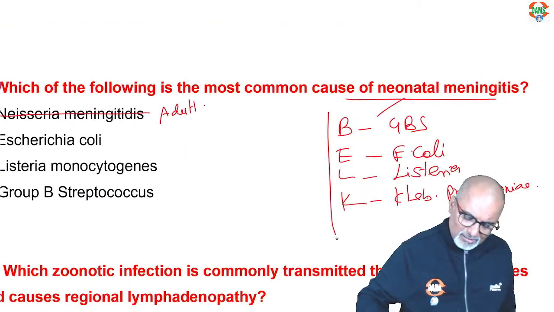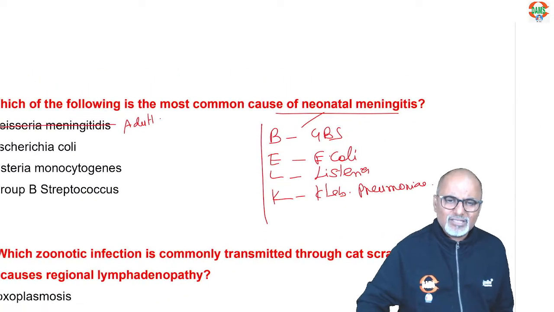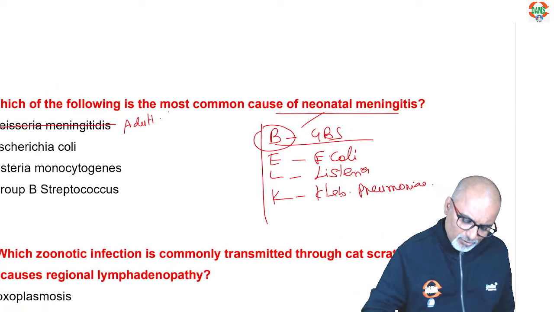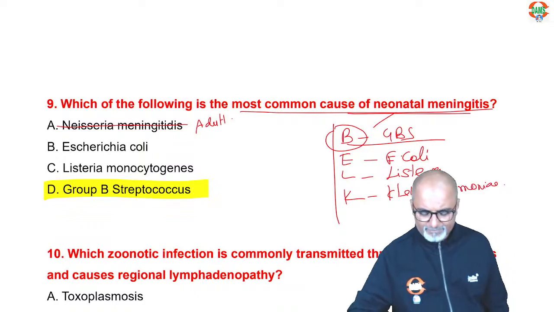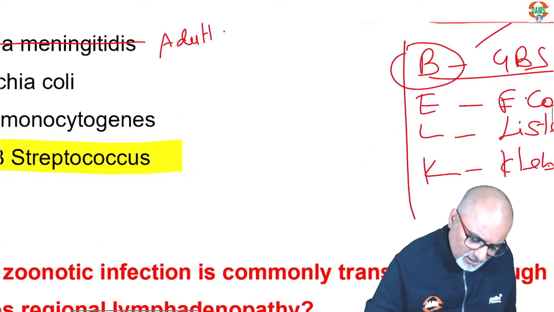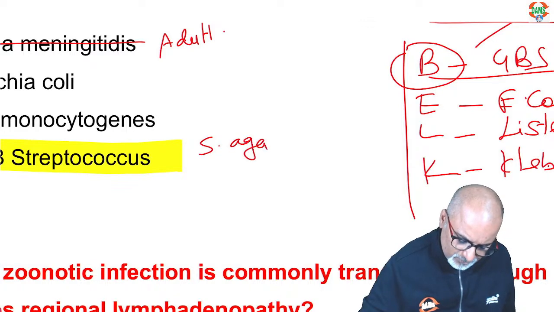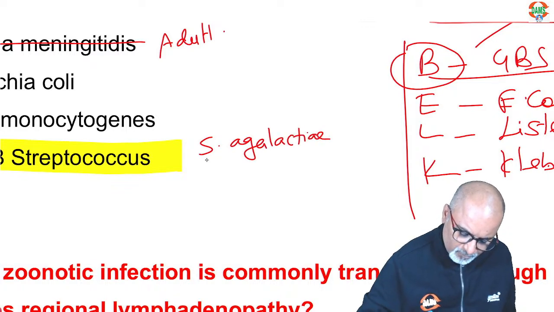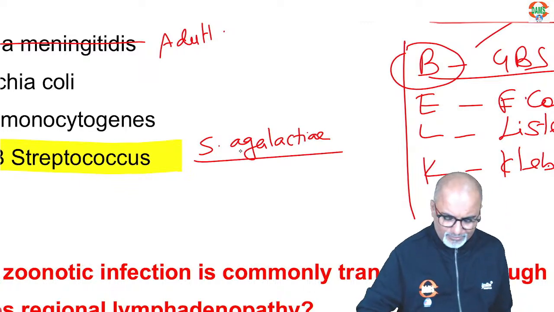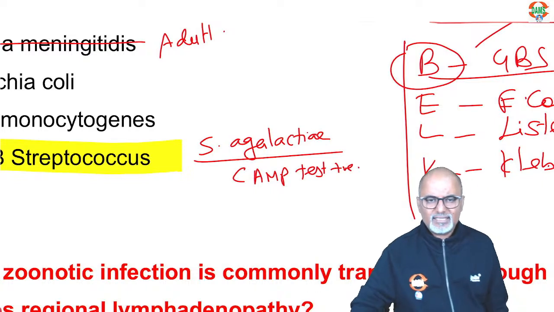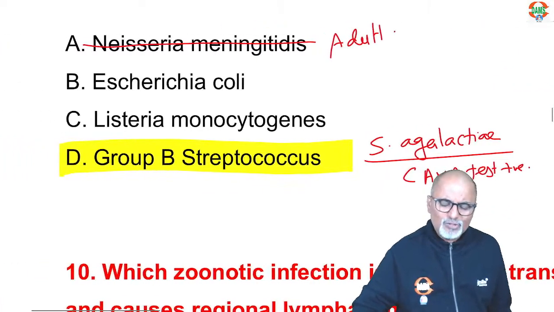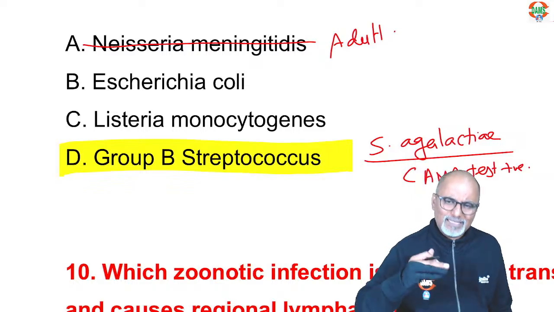Here these organisms cause neonatal meningitis. Among these, the most common is group B streptococcus. See, the most common cause of neonatal meningitis is group B streptococcus, otherwise called Streptococcus agalactiae. It is CAMP test positive. This is all you studied in bacteriology. Now you need to apply. All the bacteria we have studied in bacteriology, now we are going to apply each and everything.